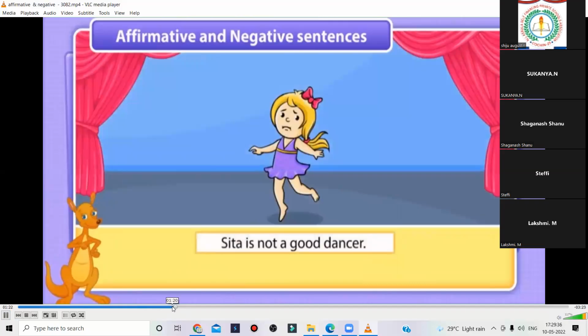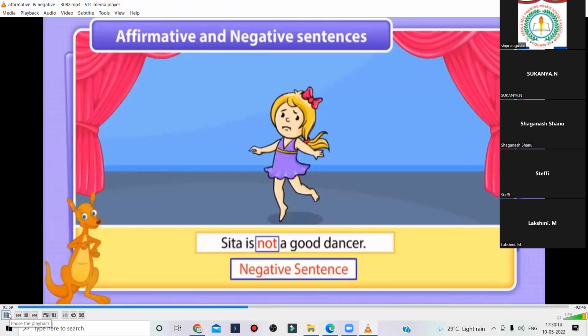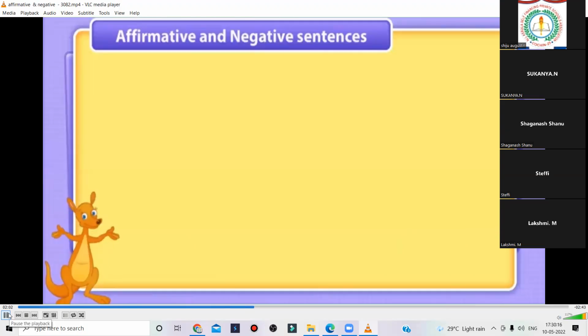Now, if we say, Sita is not a good dancer, what does this mean? Yes, this means that Sita does not dance well. So it is a negative sentence. By adding the word not to the sentence, it becomes negative.